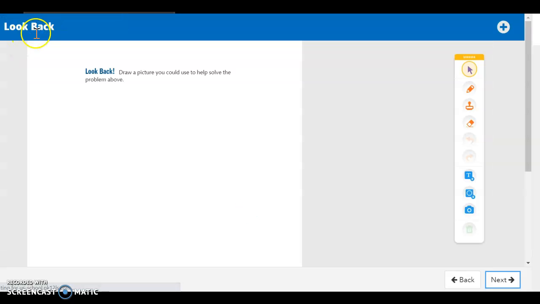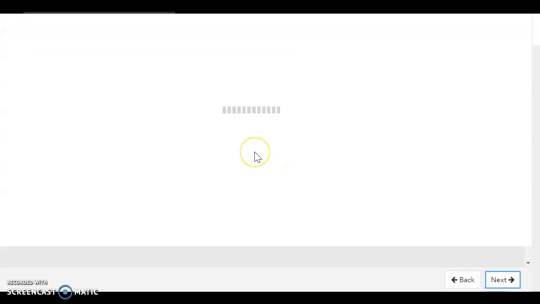And the next thing we'll do is the look back. Draw a picture that you could use to help solve the problem above. If you have a picture that comes to mind, go ahead and draw it, and then you'll share it out. Do this work in your book. Even though it's right here in front of you, this is just for you to follow along, so also have your book out so you're ready to work. Next.